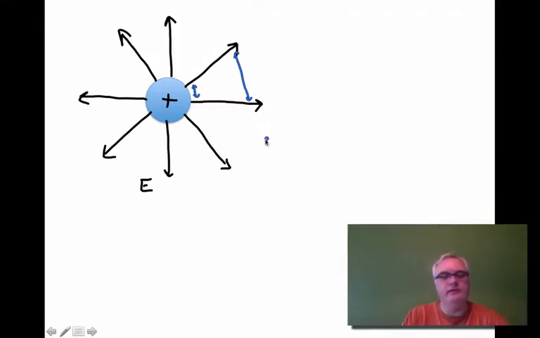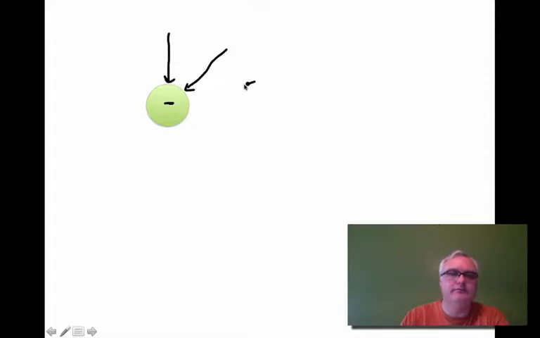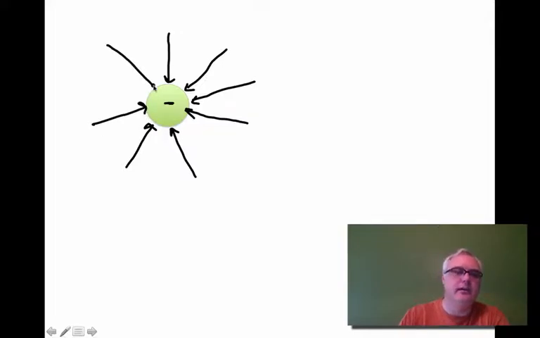So these are our lines of electric field around a positive charge. If I changed it to a negative charge, obviously the direction of the electric field would be in the opposite direction. So it looks very similar to the positive field, but in the opposite direction. Everything would be attracted towards the negative charge.